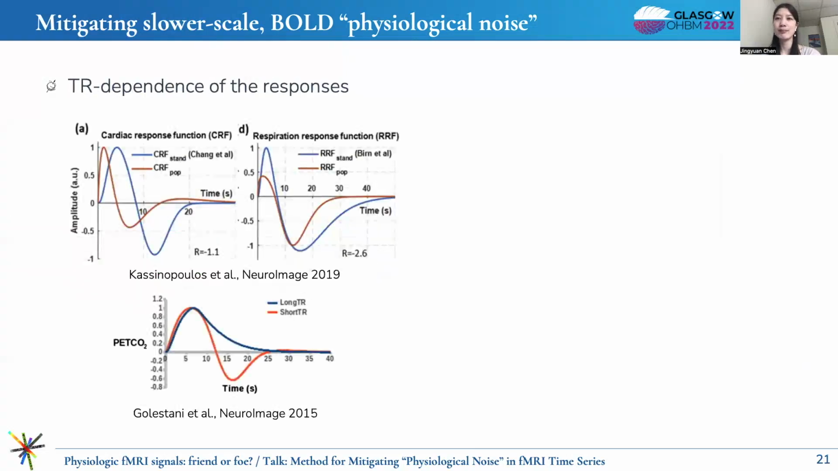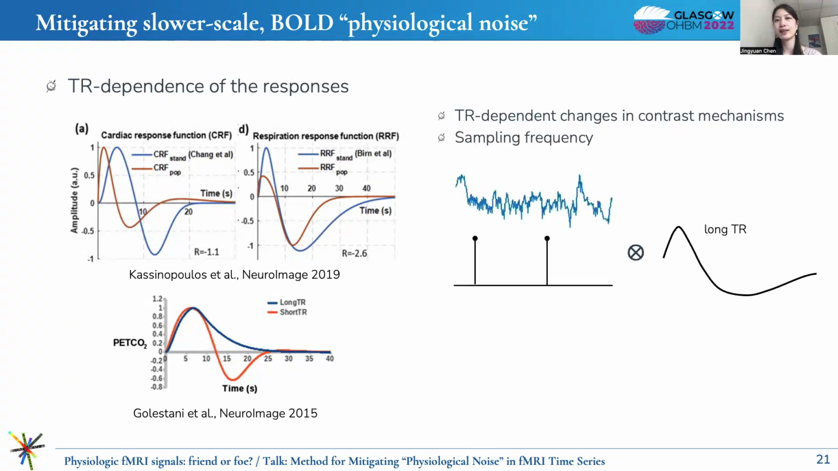And also the response may vary according to the TR you use. Several studies have cautioned that these physio response functions may differ between different TRs. There are many explanations for this. One possibility is that there might be slightly different contrast mechanisms associated with different TRs. For instance, when you shorten TR, you reduce the signal to noise ratio and also have increased inflow effects to the collected images. Another possibility relates to the sampling frequency or sampling variability.